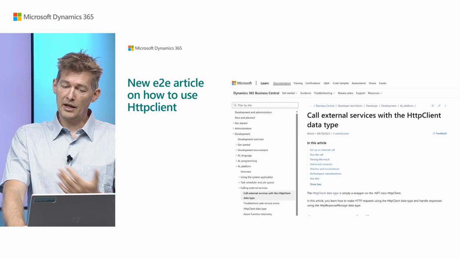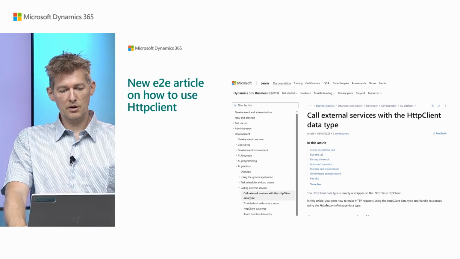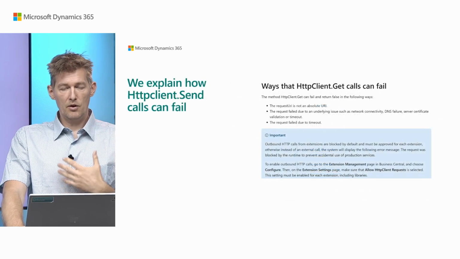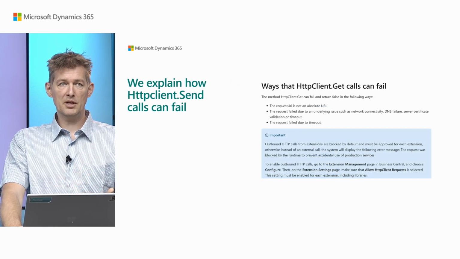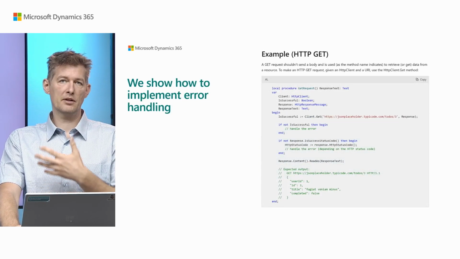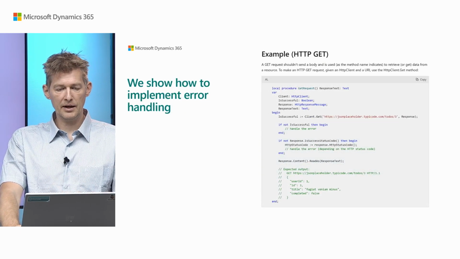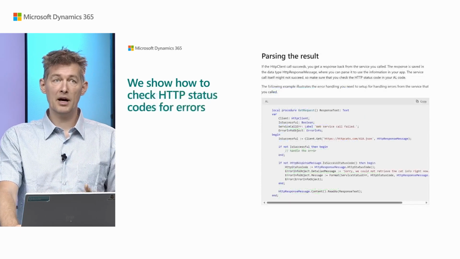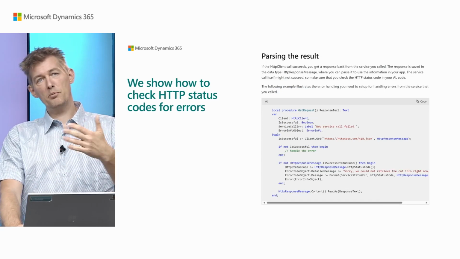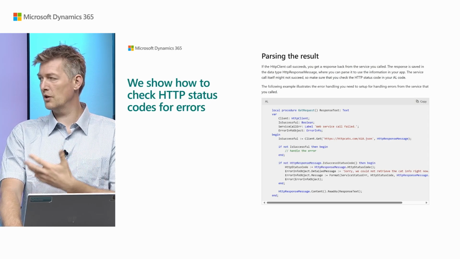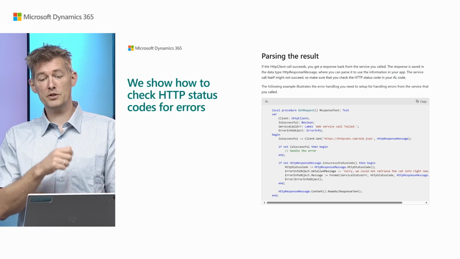First of all, an end-to-end article on how to use HTTP client, how to set up, run, and check for things. We also explain how HTTP client's send calls can fail, the different ways they can do that, as well as proper copy-to-clipboard code on error handling for the first part of setting up, as well as when you pass the results. When you pass the result from the service, you also need to check for status codes, and there's also code that you can just copy and make your code resilient.